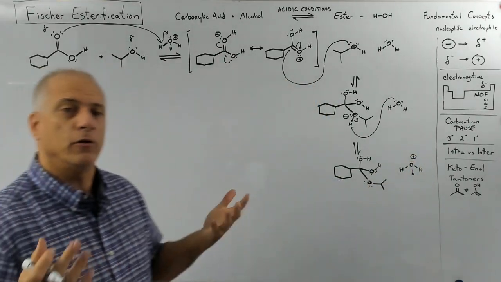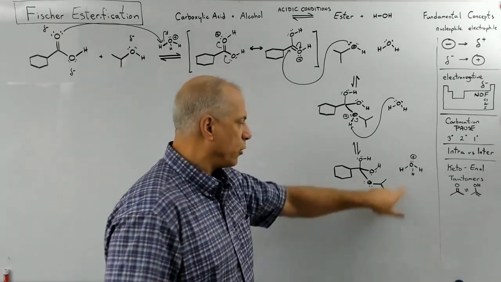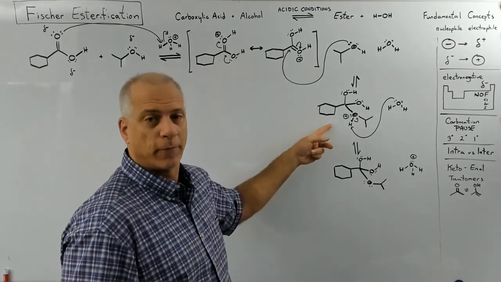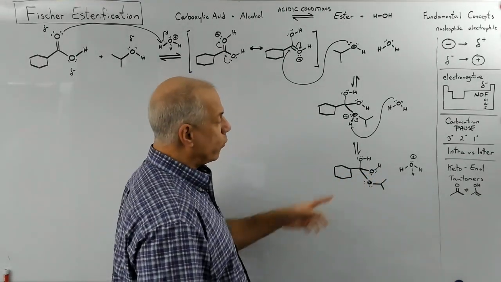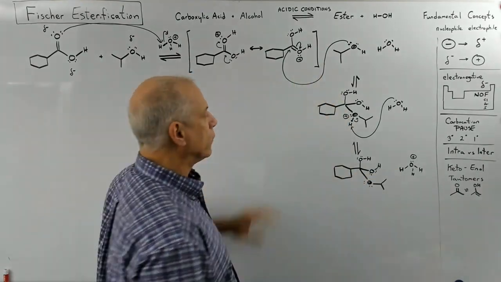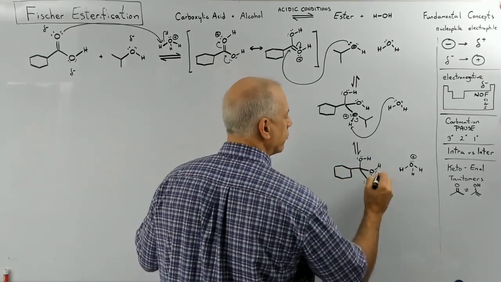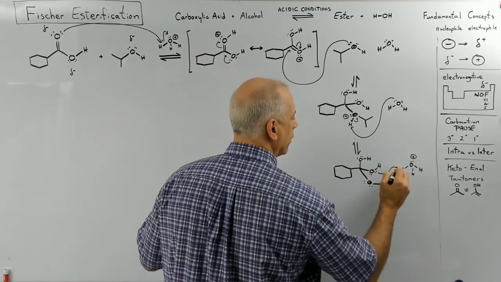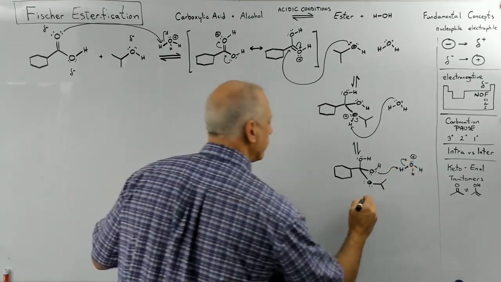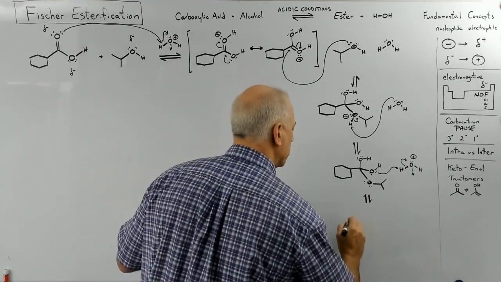But this is still under acidic conditions, and this oxygen can easily go ahead, get protonated and revert right back to here. Or one of these oxygens will get protonated. So again, this is going back and forth, back and forth. At some point, one of these oxygens here is going to get protonated. I'll have this one get protonated. Again, this is all going to be equilibrium.